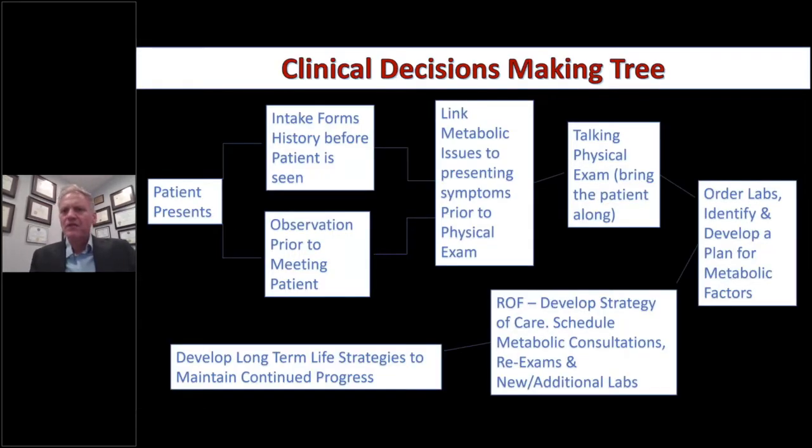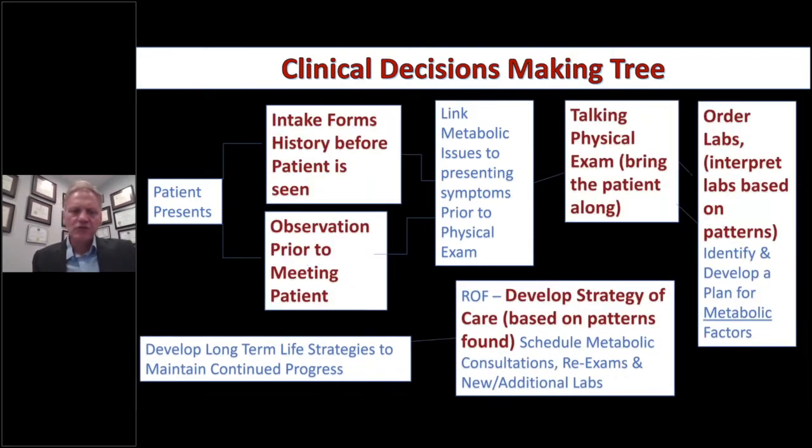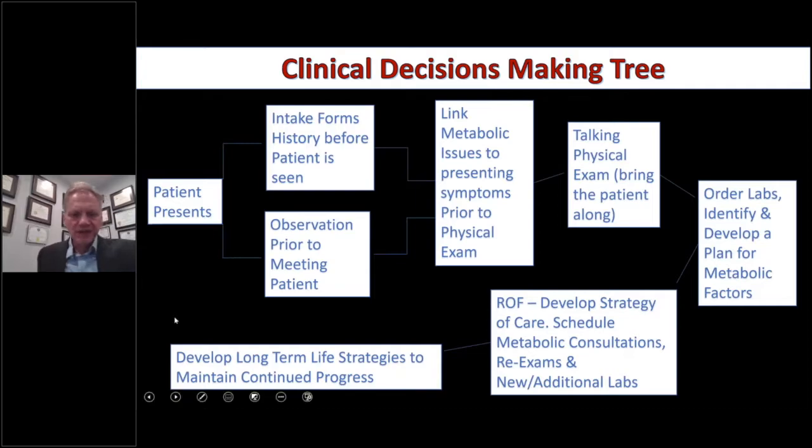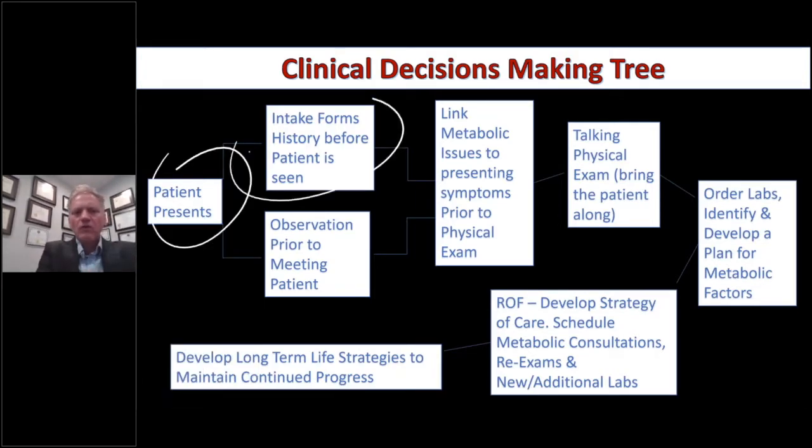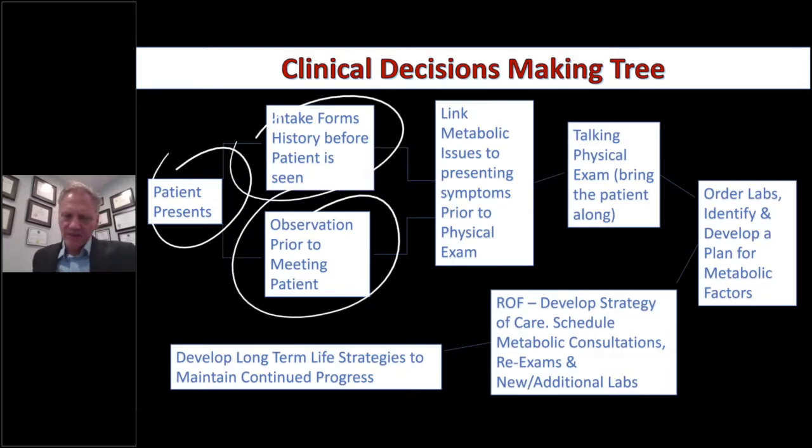So we have something called the clinical decision-making tree. Now we're going to go through all this blood work, but I just want to hit this real quick for a minute. When somebody comes in, they present as a patient here. We have them do intake forms. We do the observation. We talked about those before. And then we link their metabolic issues to the presenting symptoms. So we start taking a look at them.